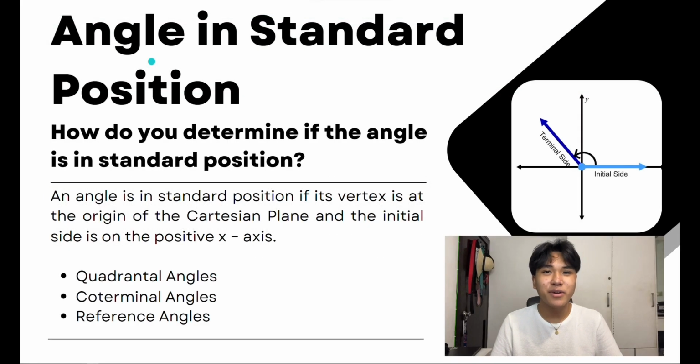Hello, my name is Marco, and I will discuss the angle in standard position. First, let's answer the question, how do you determine if the angle is in standard position? An angle is in standard position if its vertex is at the origin of the Cartesian plane, and the initial side is on the positive x-axis. And under this, we have quadrantal angles, coterminal angles, and reference angles, which I will also discuss.